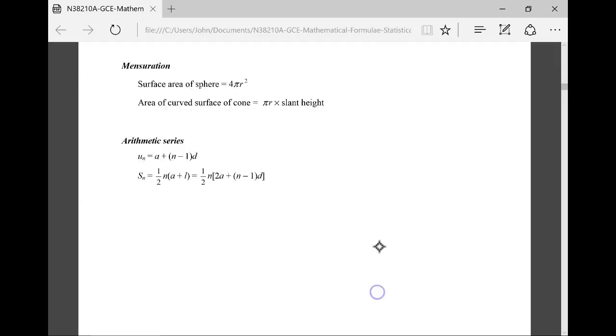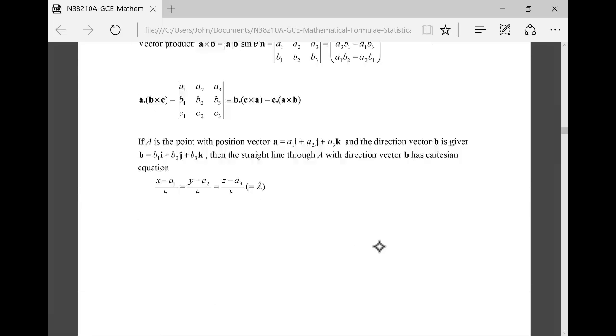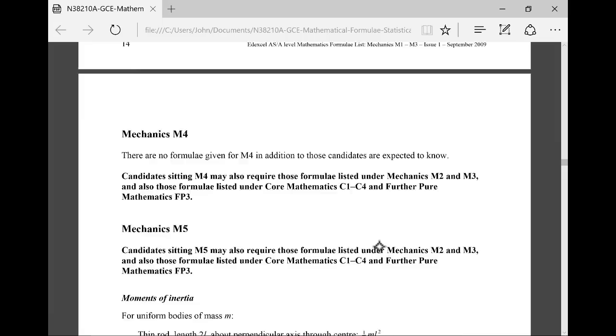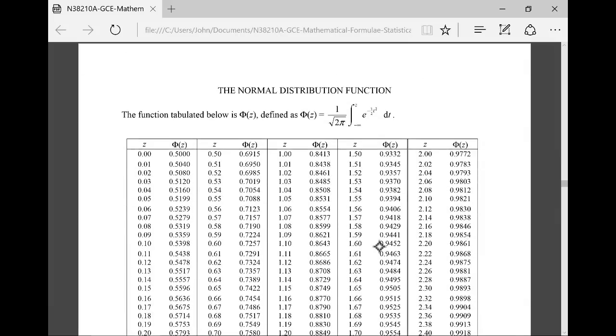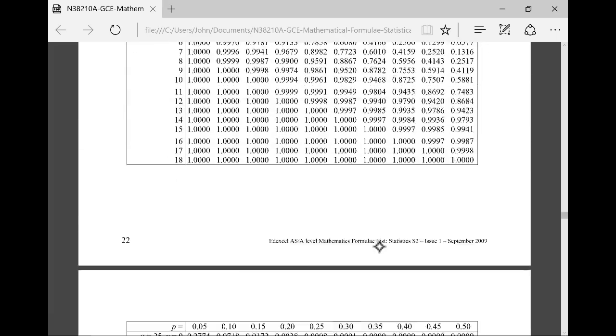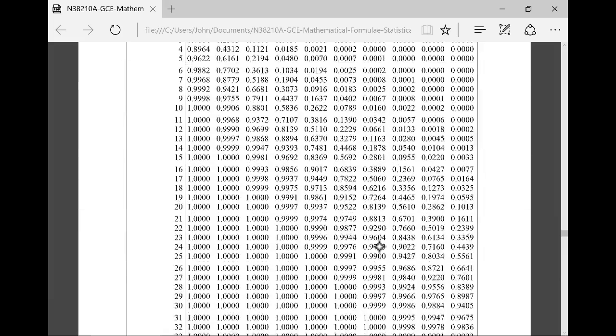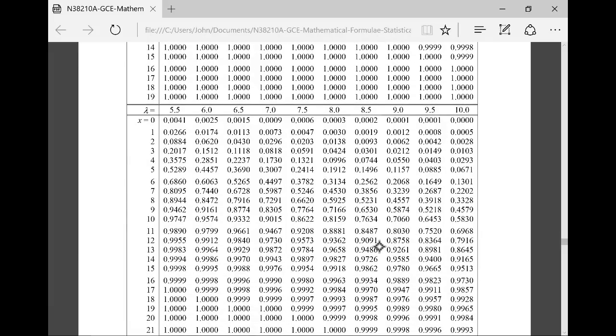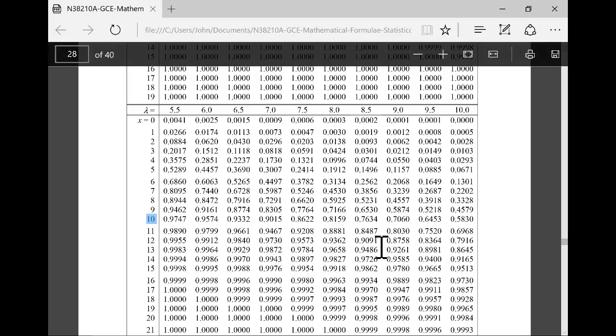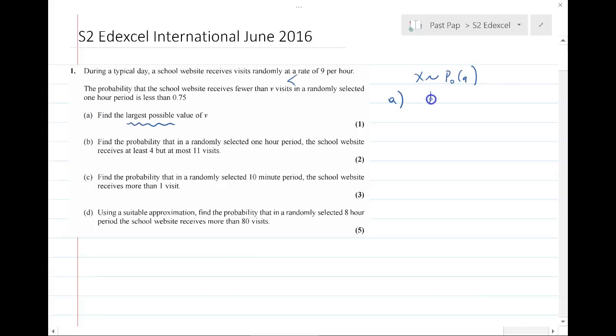A bit of a hard start for the beginning of the paper, but let's go to the tables. So if we just scroll through, lots of things to get through. Let's find a page number whilst we're at it. There we go, that's the normal. And the S2 formulae, go through all the binomial stuff. And here we go, it was Poisson 9 we were looking for, and we were looking for the first one where it was under 0.75. Here's the number, 0.7060, and I note that the value of X is 10 for that. So I'm going to go back and write what that represents: the probability that X is less than or equal to 9 is equal to 0.7060.